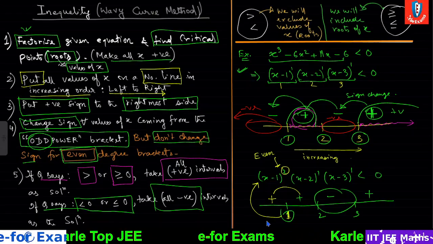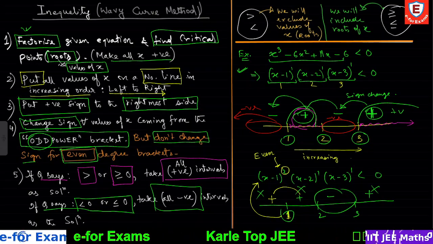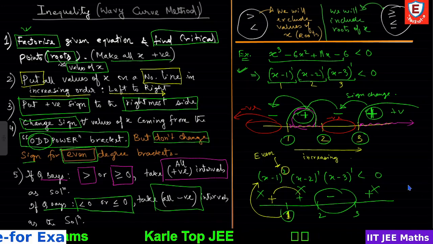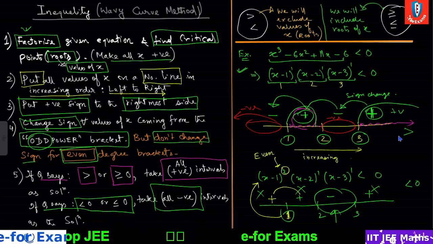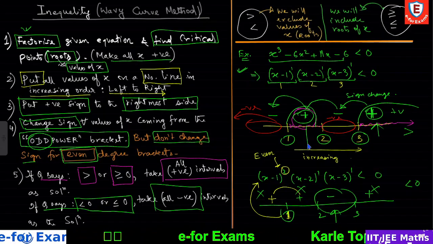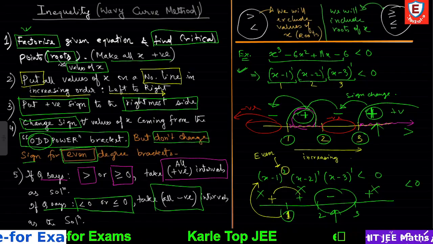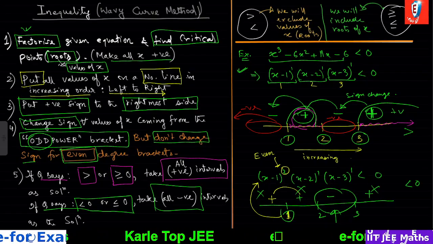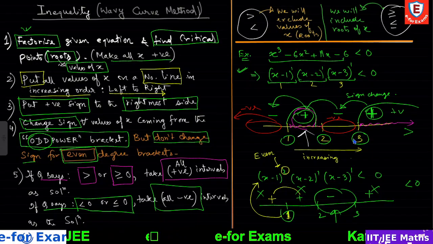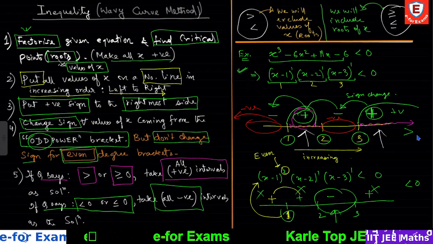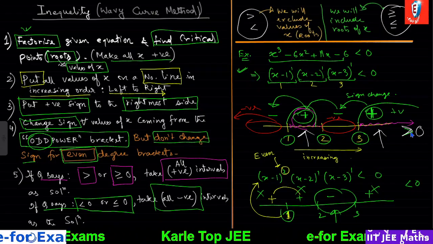This is negative. Here it is positive, we will not take. Here it is positive, will not take. Here it is positive, will not take. So if it is less than 0, we will take this one. If it is greater than 0, we will take this one and this one. We will take this one and this one if it is positive greater than 0. Got it?